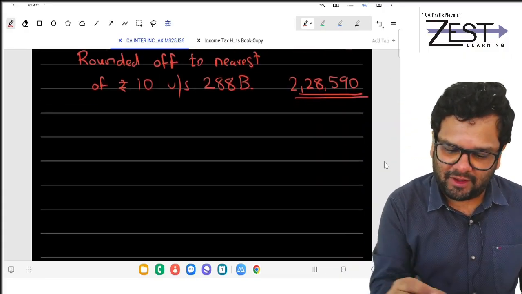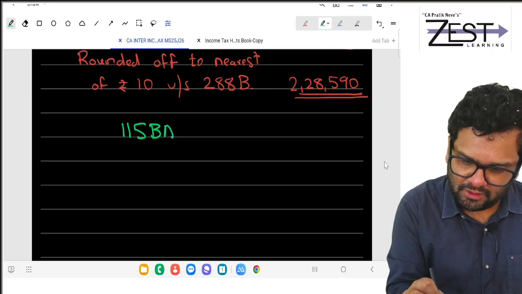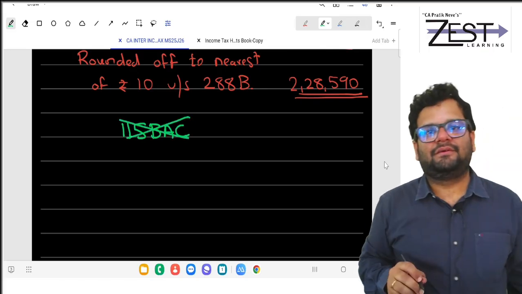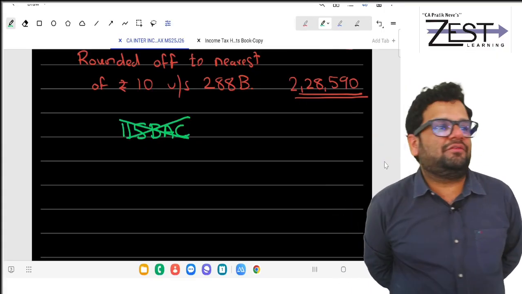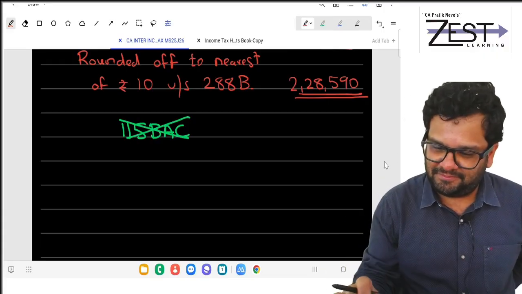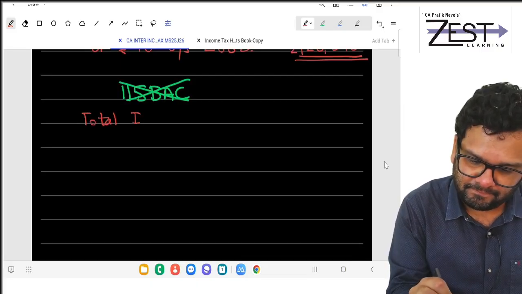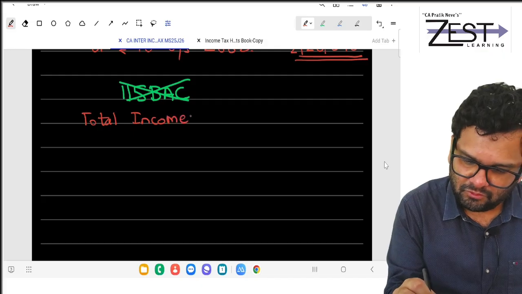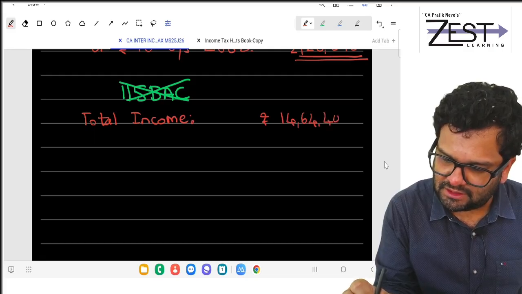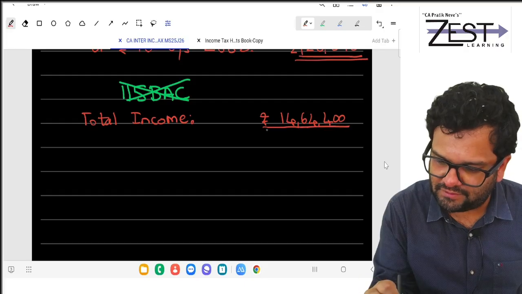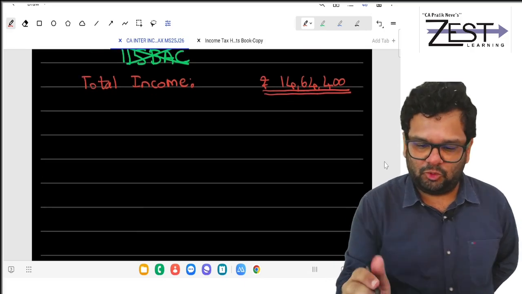Understand. Now, if I am opting out of 115BAC, you can write the full sentence: opting to pay tax out of 115BAC. Then what will you do? What is the total income in that scenario? 14 lakh 64,400. What will you do?